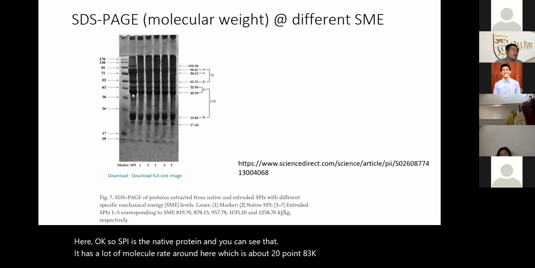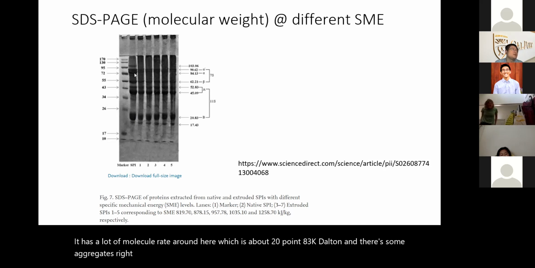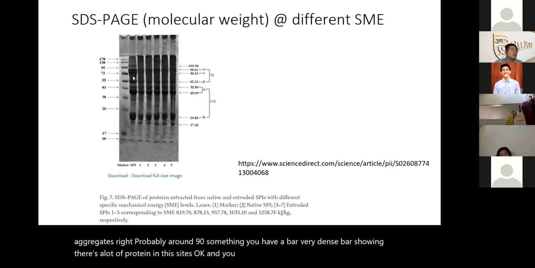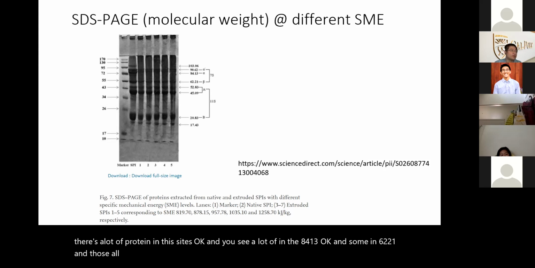And there are some aggregates, right? Probably around 90 something. You have a bar, a very dense bar, showing there's a lot of protein in these sites. And you see a lot in the 84.13, and some in 62.21. Those all represent different degrees of aggregation.